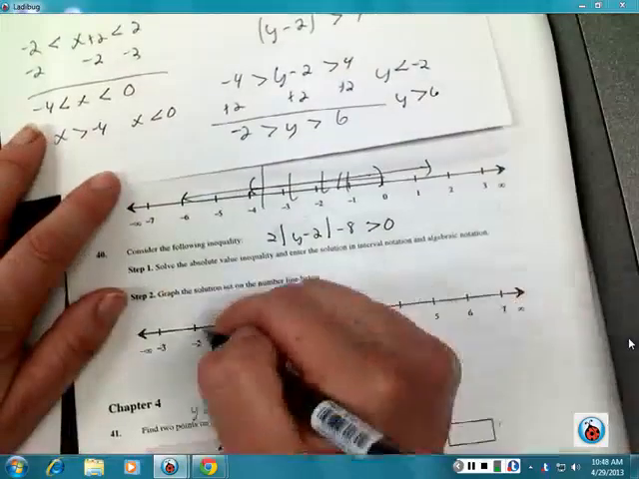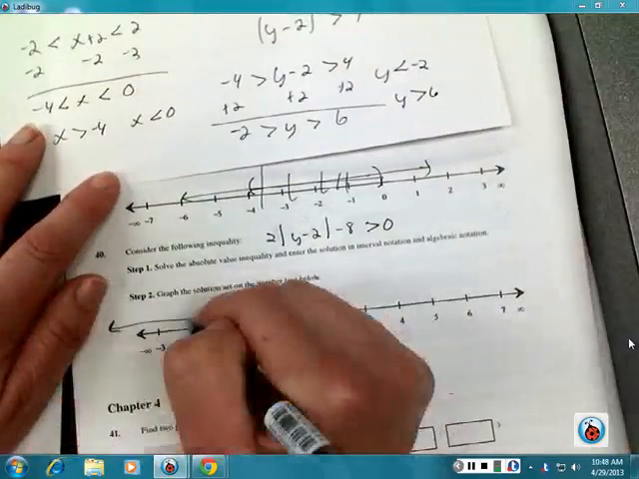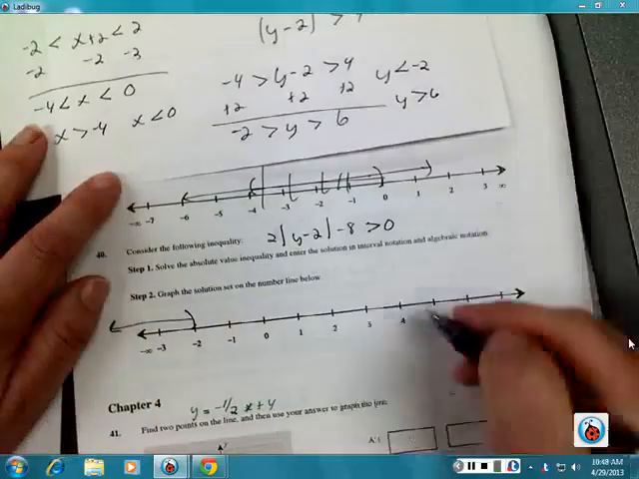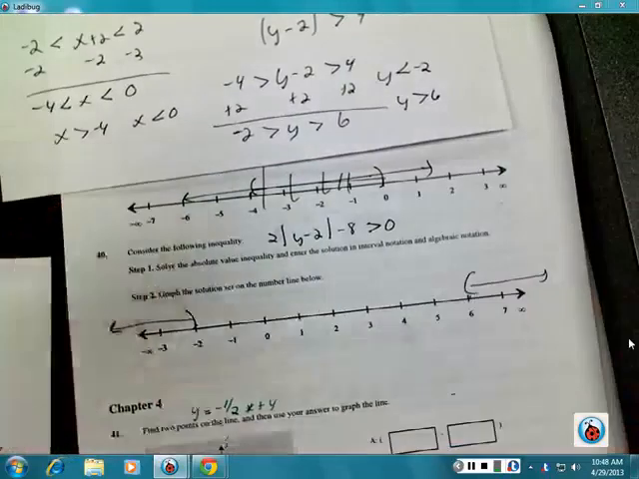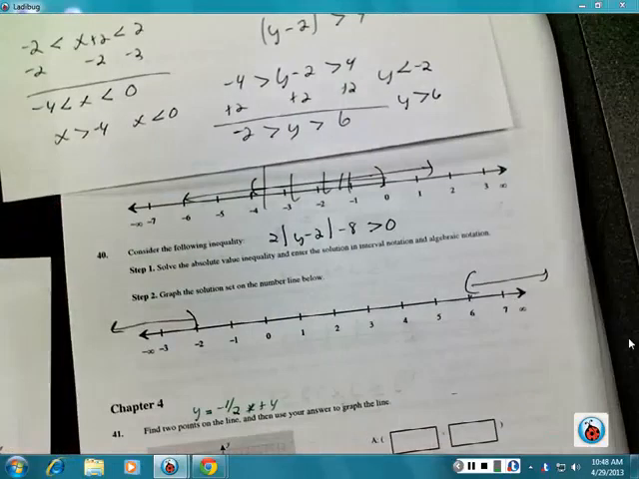So when I graph it on my sheet, negative 2 is going to go this direction with a parenthesis, and 6 is going to go that direction with a parenthesis. So it's split with that one. You got it going both directions, so it can go either way with those. Okay?